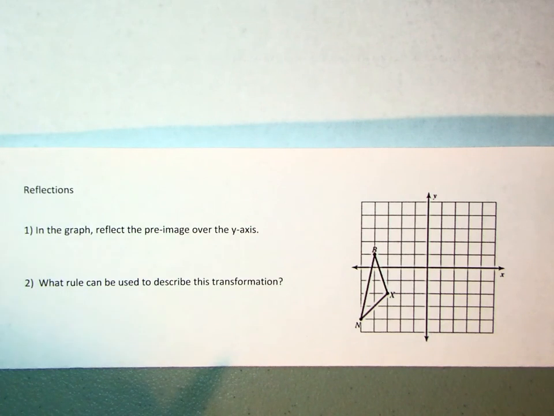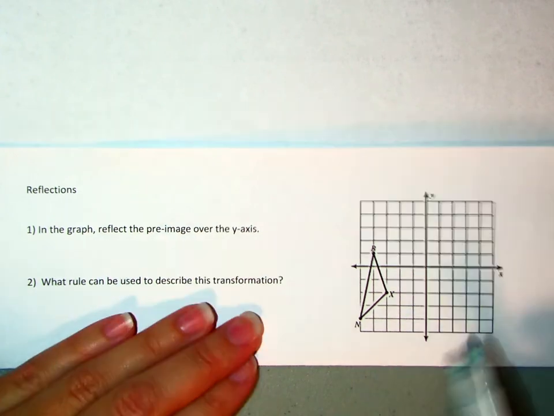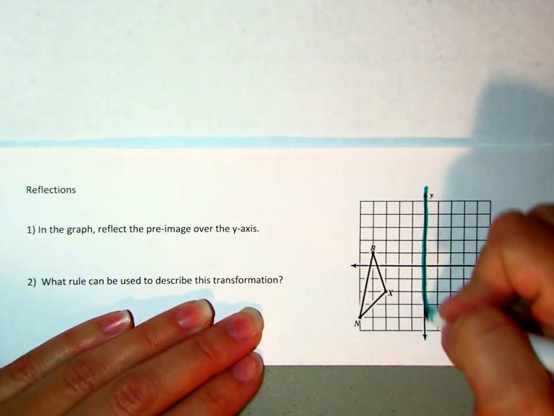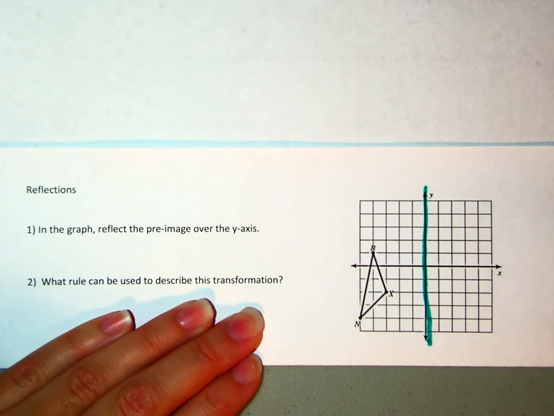This lesson is on reflections. In numbers 1 and 2, we're going to be looking at reflecting this particular image. So number 1 says, reflect the pre-image over the y-axis. When you do a reflection, basically you find your line of reflection. Since they tell me it's the y-axis, I'm going to be reflecting over this line.